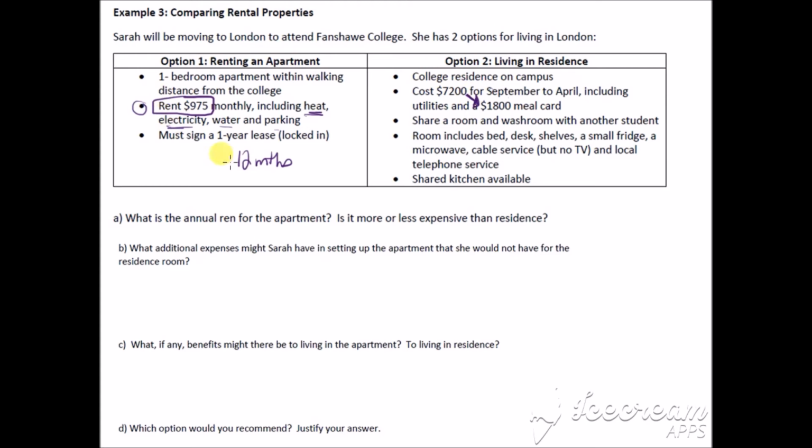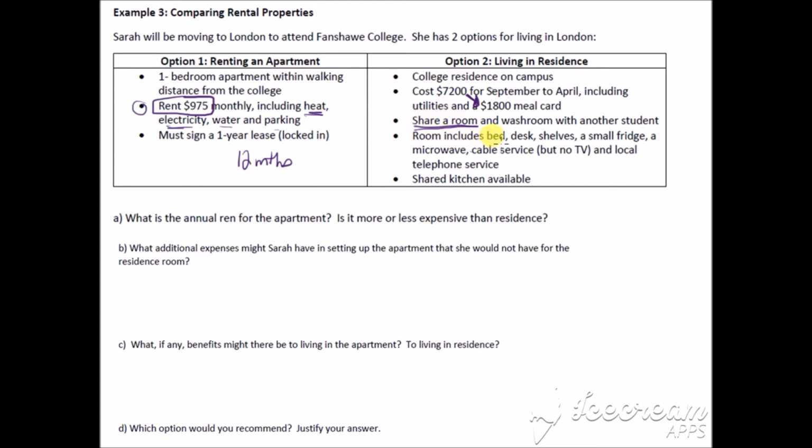So if you rent an apartment, you have to go and get your own food and cook it yourself. There's an $1,800 meal card, which means that you can eat on campus. Basically, it's like at the restaurants, and it's restaurant prices. Okay, you share a room and washroom with another student. So this is a shared room.